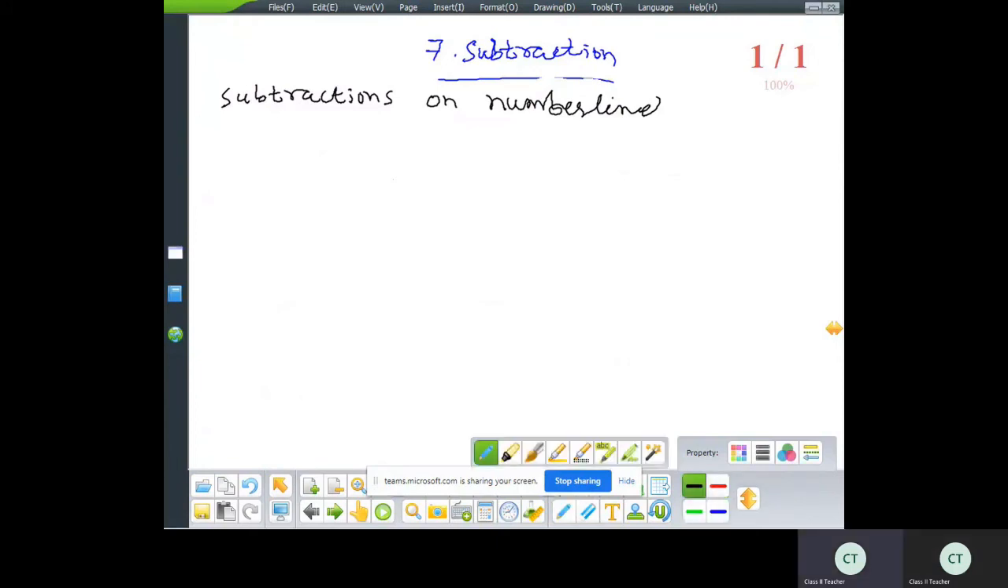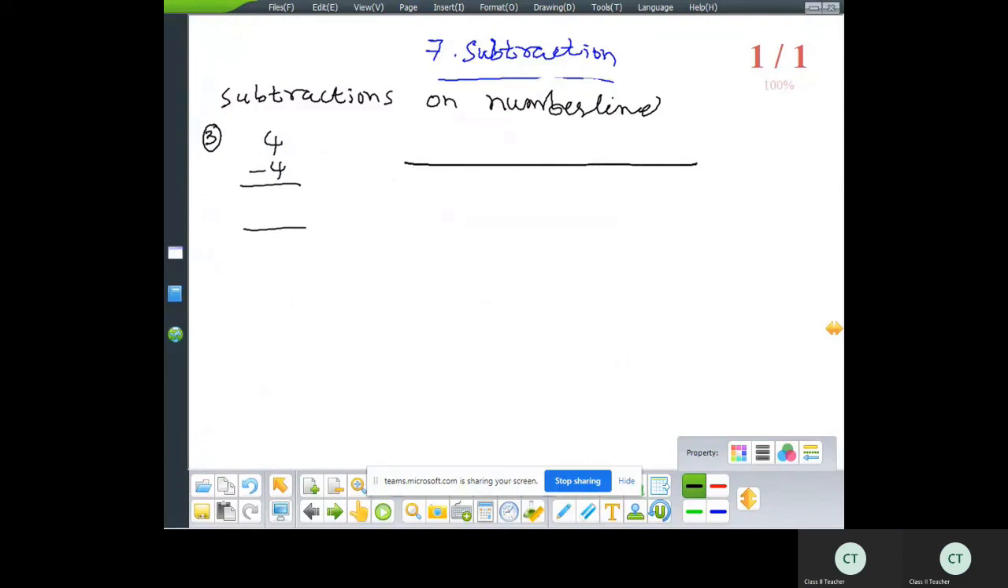Now, question number 3. 4 minus 4. Yes, draw a number line. Here, which is the biggest number? Both numbers are same.